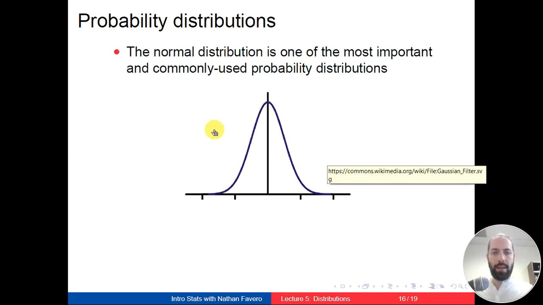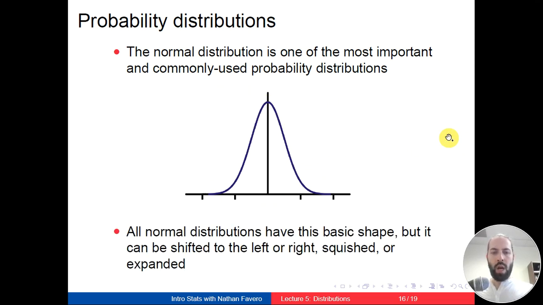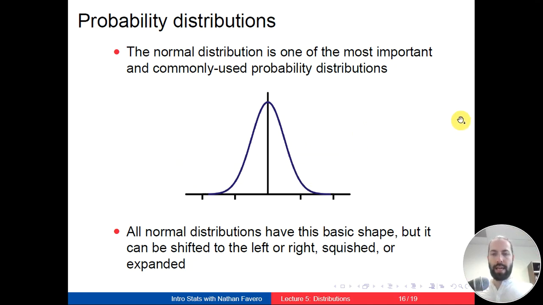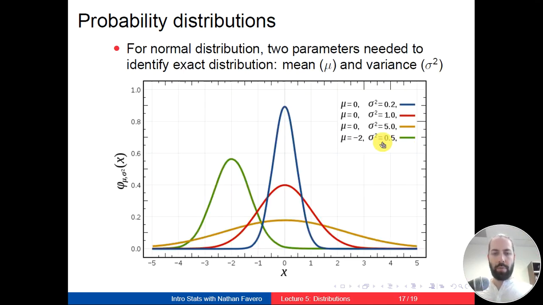So we already learned that there's something called a normal distribution. This is probably the most commonly used probability distribution in statistics. And here's a picture of a normal distribution. All normal distributions have this basic bell curve shape, but a normal distribution could be shifted to the left, to the right. It could be squeezed down. It could be expanded, right? There's different shapes that it can take on, and I'll show you that in just a moment, right?